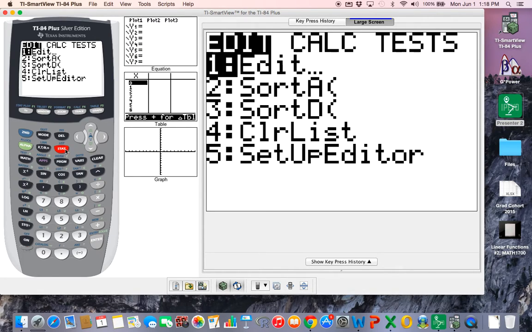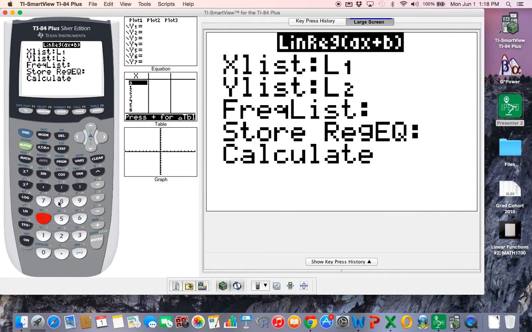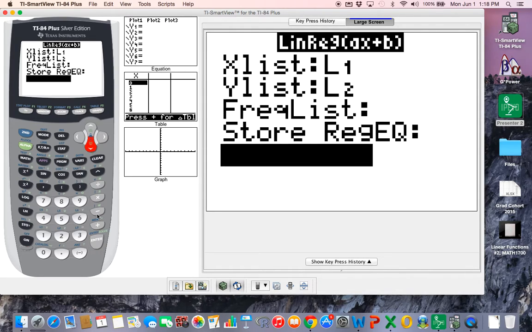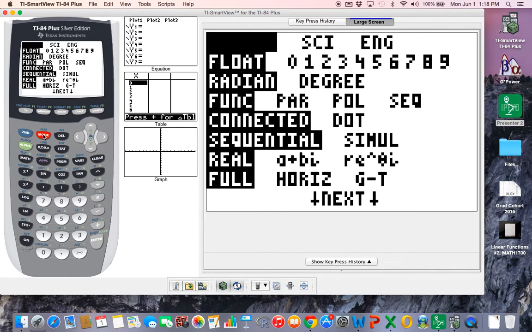So again, let's go stat, go over to calc, come down to number 4. L1, L2 is where we have our information. And let's do calculate. Now, same thing here. It gives us scientific notation. Now, guys, if this kind of annoys you, something you can do is you can come into mode. And it actually has float and it has normal. So, yeah, I guess that's about as good as we can do.